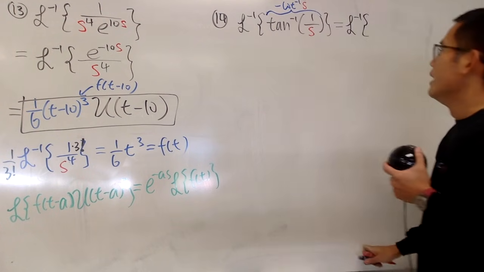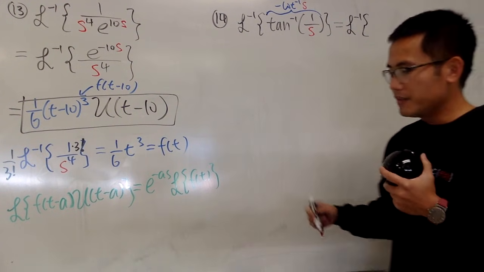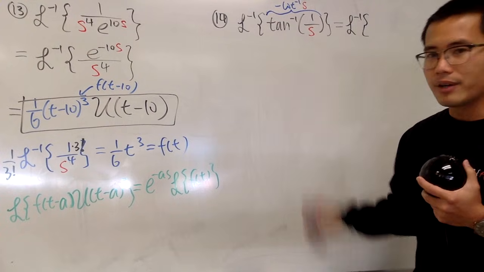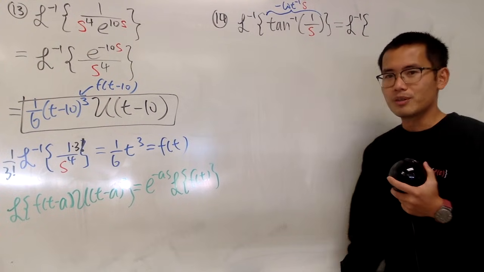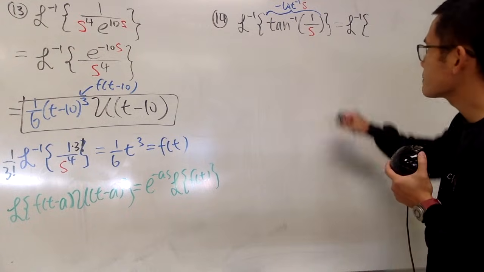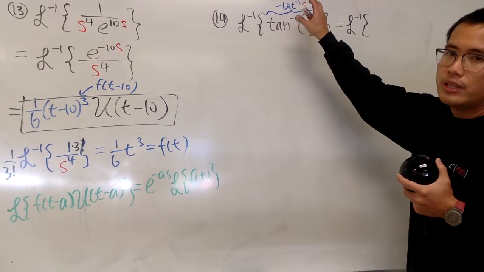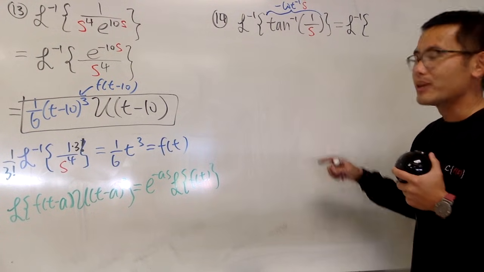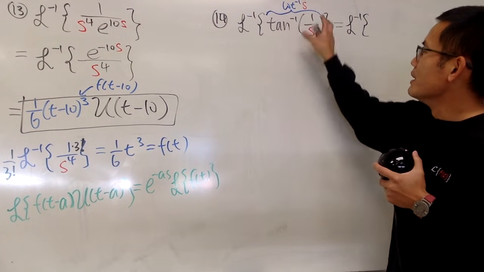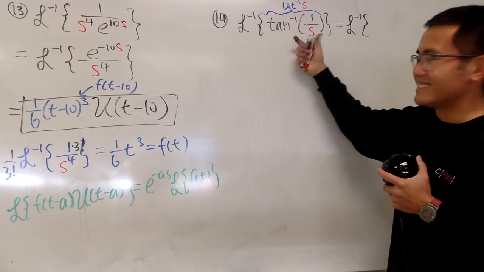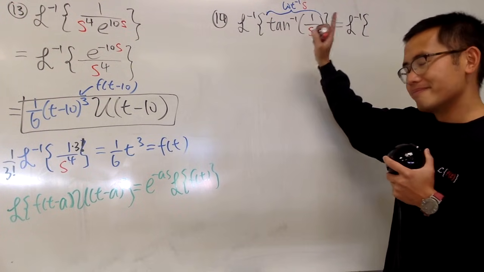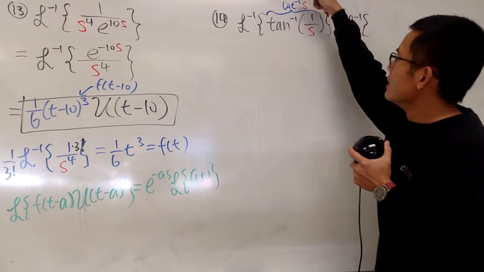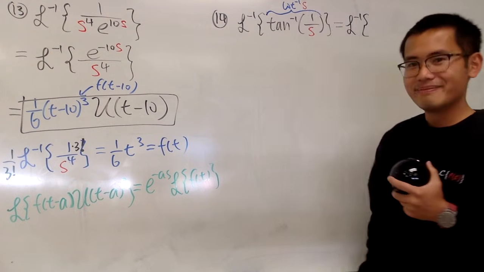Some people might define the inverse cotangent with a different branch, but usually this is okay, because we don't want to be too bizarre with the domain and the range. So you can do it like that. Sorry, let me do it again. Inverse tangent of 1 over s is the same as inverse cotangent of s, right?